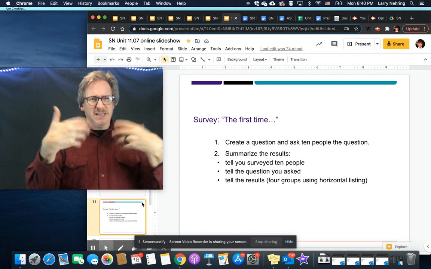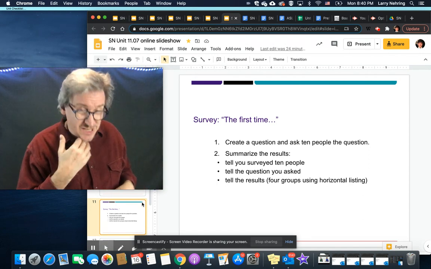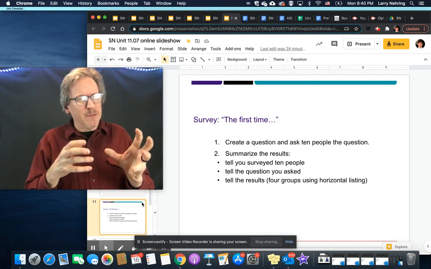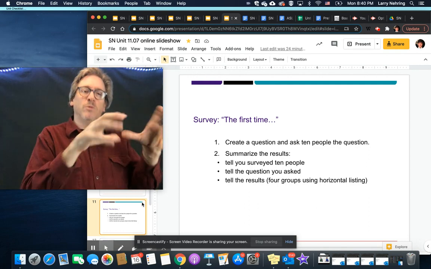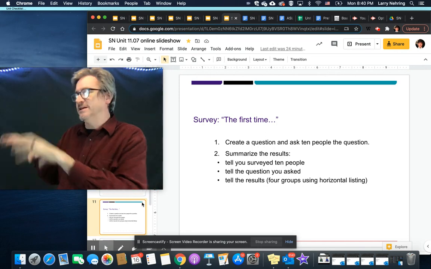It's hard to do this in this situation with just the video. So I'm not going to have you do that, but start thinking about how one group of people said this, one group said this, one group said this, and one group said this.